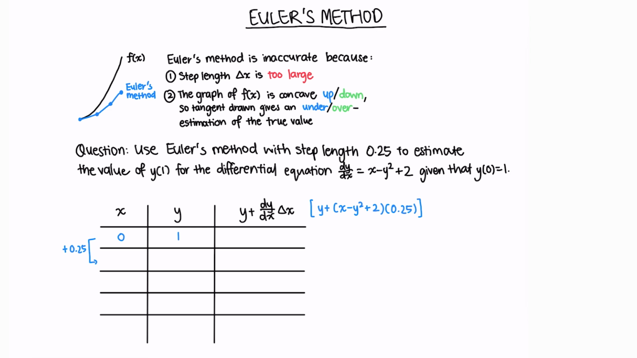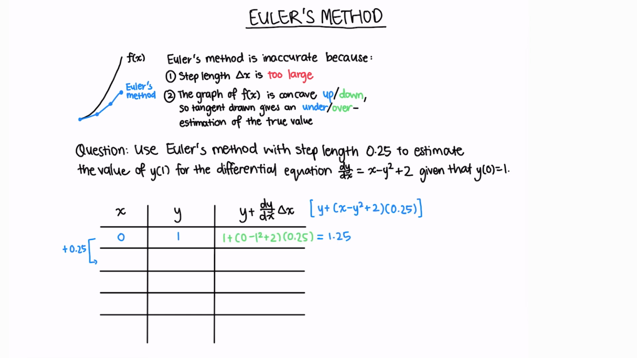Over here, what we're doing is drawing a table so that we can list out the values of x, y, and this thing, y plus dy over dx times delta x. Now what this does is find our next y point given this y value and this x value. So let's utilize this formula: y plus dy over dx, we just copy dy over dx, times delta x, which is the step length.